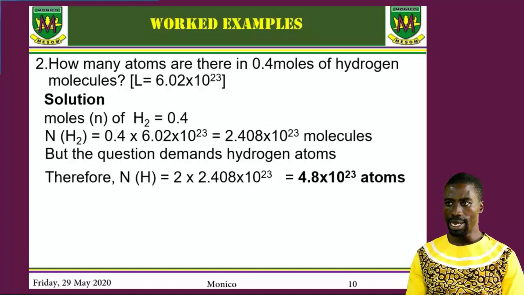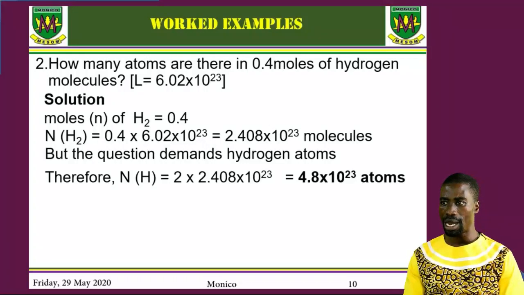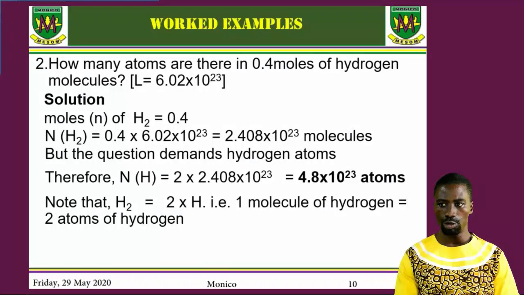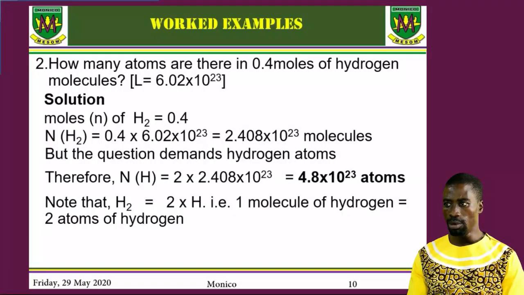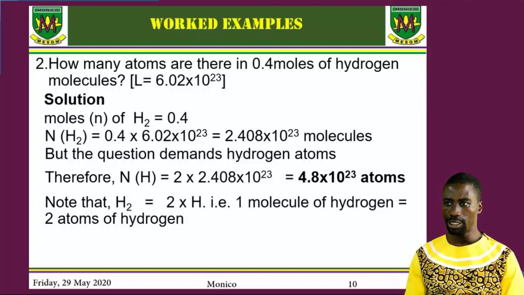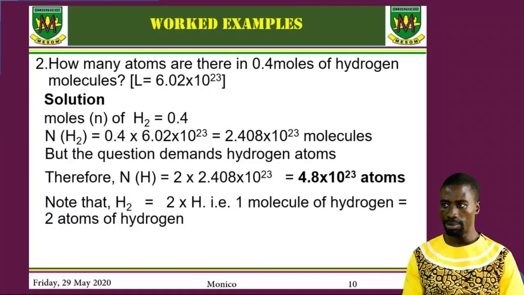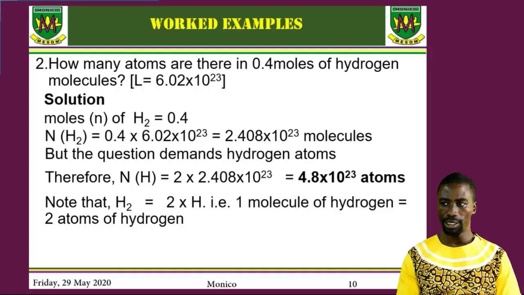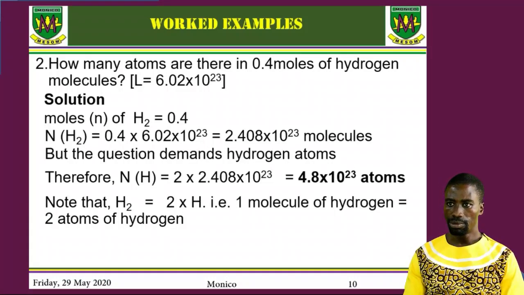And so, in 2.408 times 10 to the power 23 particles of molecules, we have double that number in terms of atoms. That is why we multiply by 2. So, note that H2 is 2H, and so one molecule of hydrogen contains 2 atoms of hydrogen. And that brings us to this 4.8 times 10 to the power 23 particles that we have. Please make sure that you take note of that. Right.